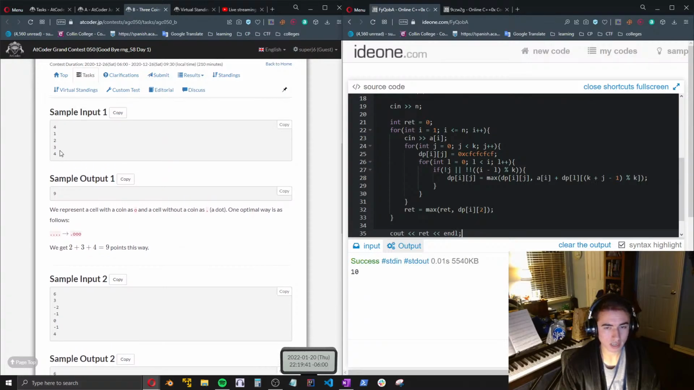Shoot, why did we get 10? 10 would be taking all the values, but that's obviously impossible. Oops, I thought not for some reason. Also, this should be myself plus 1. Let's do it like this.